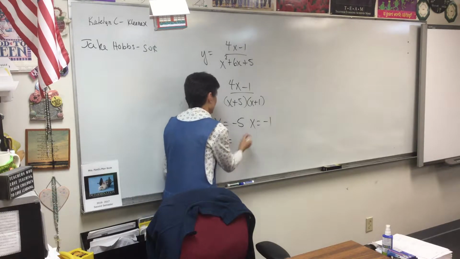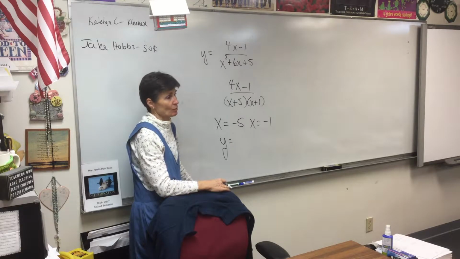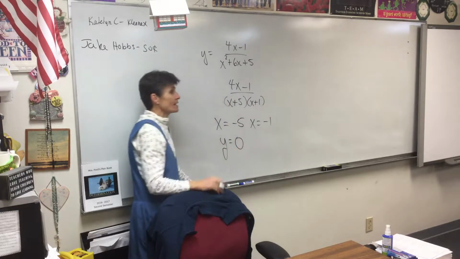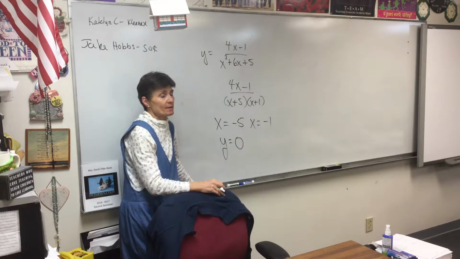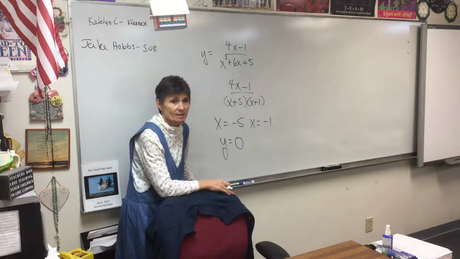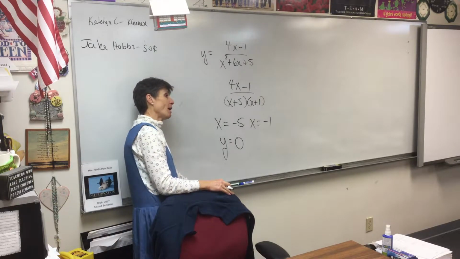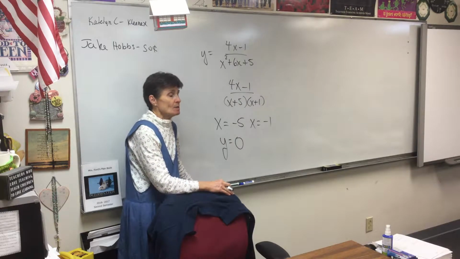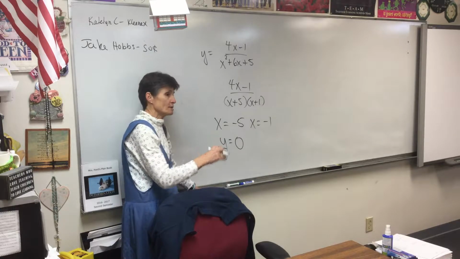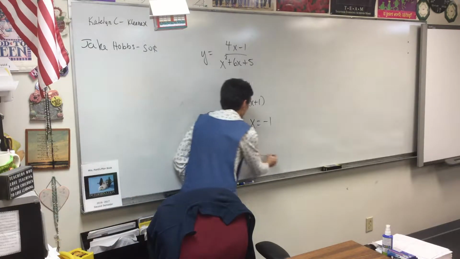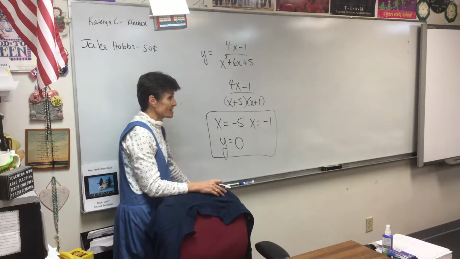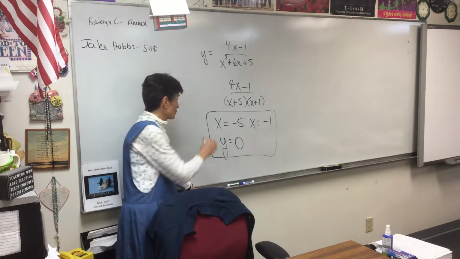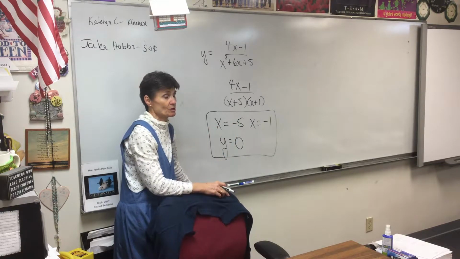Here's the tricky one. What's the horizontal asymptote? 0. The horizontal asymptote is 0 because the power on the bottom is bigger. And when the power on the bottom is bigger, your horizontal asymptote is 0. So, this is going to be a multiple choice question. You would have to have all 3 of those things there to be the correct answer. All right, you got to have your 2 verticals and your horizontal one, which is 0.